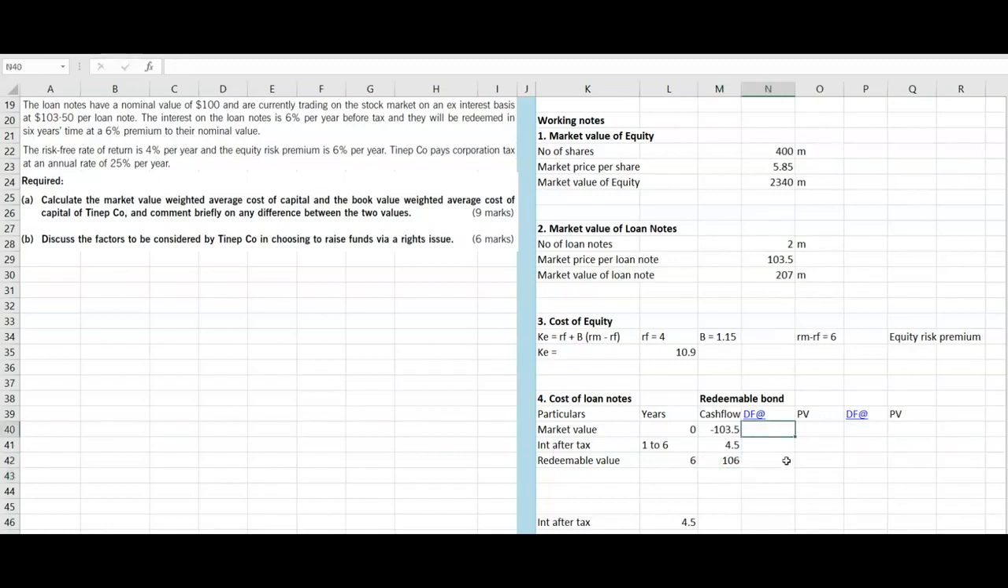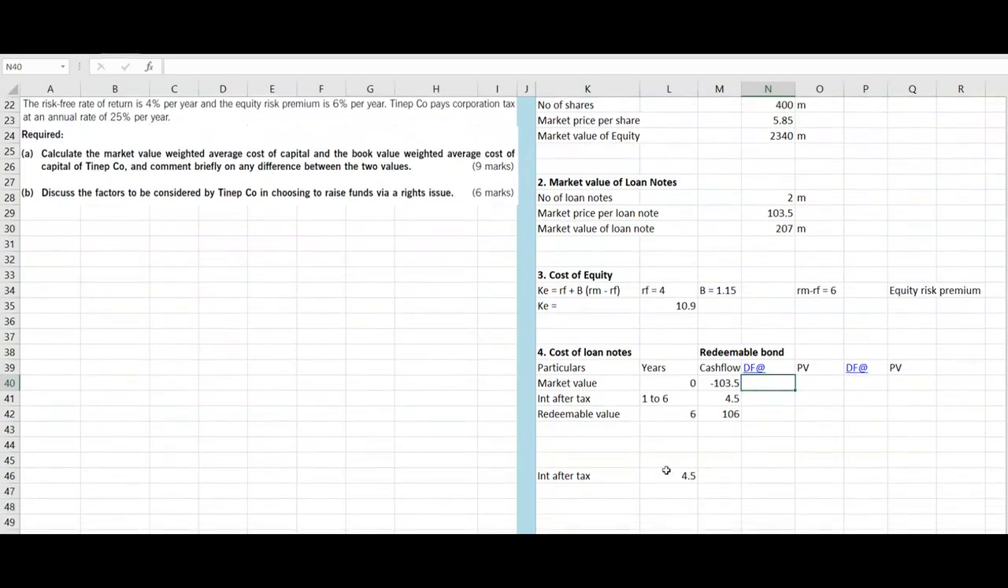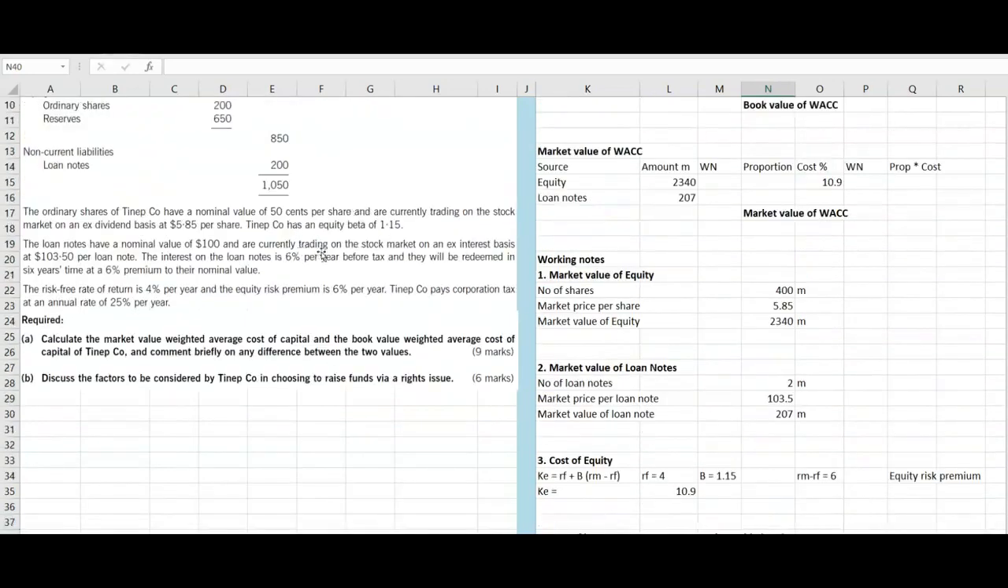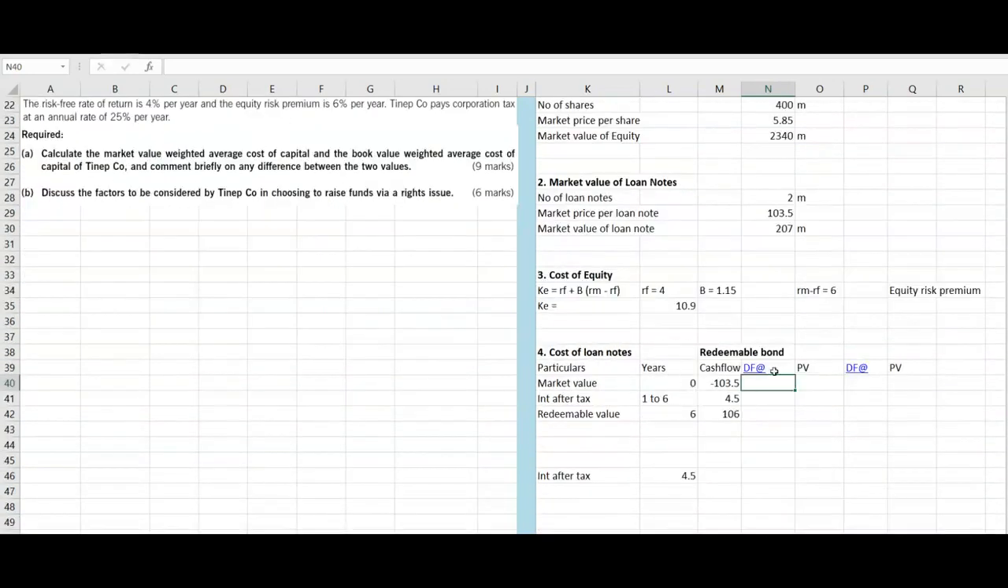We have to get the discount factor. So whatever the bond's after-tax interest is, if it's 4.5, we'll take the same interest, the 6% interest, and we'll do it. We can take any number as the discount factor, but we'll take the normal interest rate, which is 6%. That itself we will take as the discount factor. So we take it as 6. This number will always be 1, so you don't need to worry about that.